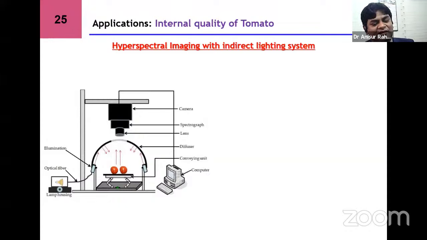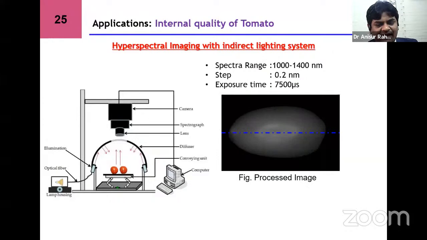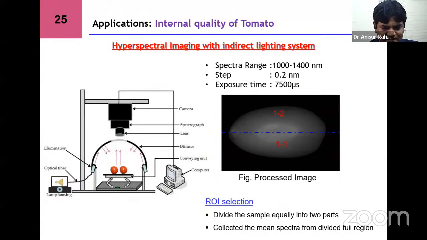This is the spectral range. I used 1000 to 1400 nanometer images. The exposure time is this. And this is my image. I divided it into two parts, the lower part and the higher part. This is the region of interest I used. Each tomato gets two spectra. This is the mean spectra collected from each divided region, because each pixel has a spectrum, so over the whole area I took the average. I used the mean spectra for my next analysis.